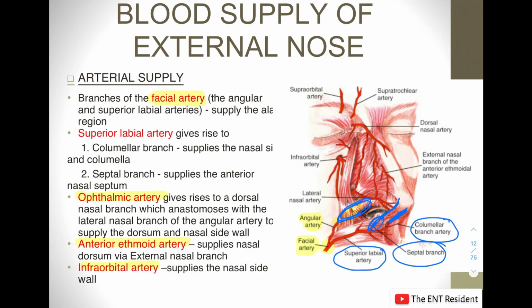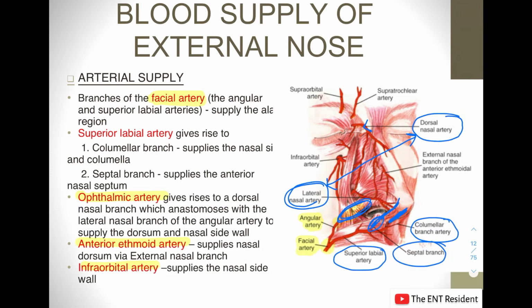Next, moving on to the ophthalmic artery. The ophthalmic artery itself gives rise to the dorsal nasal branch. As you can see over here, this is the dorsal nasal branch, which anastomoses with the lateral nasal branch of the angular artery. This is the lateral nasal branch. So these two branches anastomose with each other, and then supply the dorsum and the nasal side wall. Next is the anterior ethmoid artery.